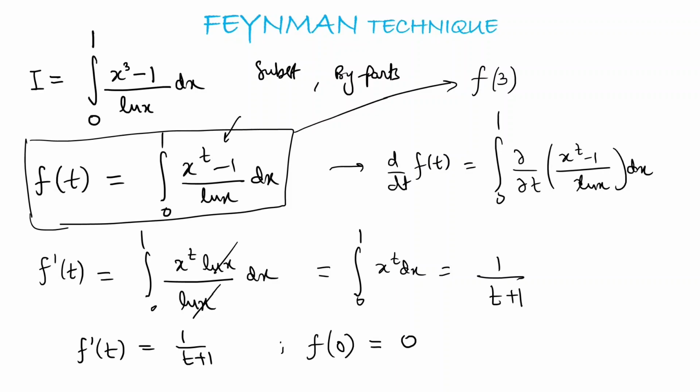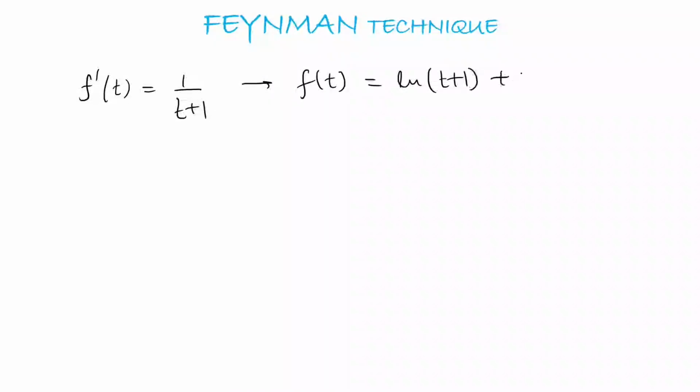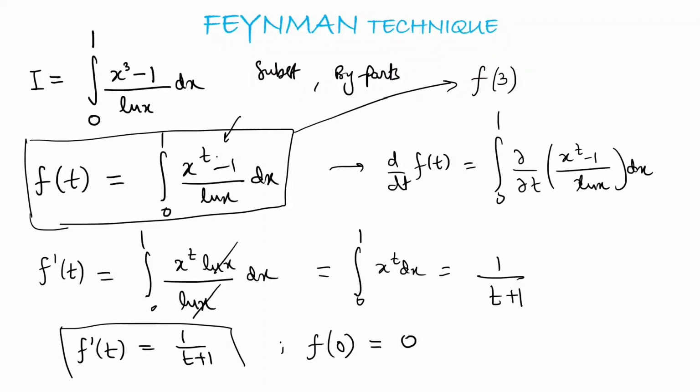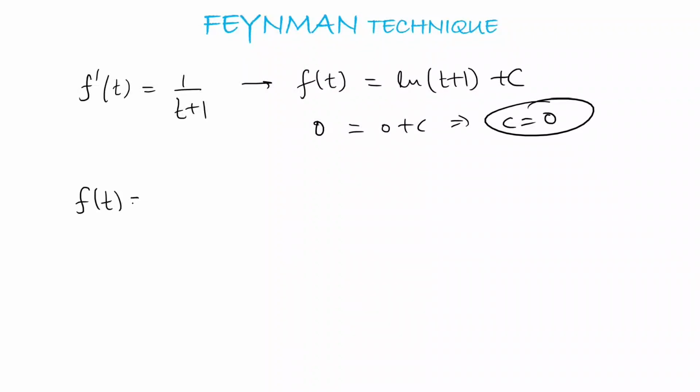We have to set a boundary condition so that we are able to solve the next step, which is going to be integral of this function. We have f dash of t equals 1 over t plus 1. Let's integrate it. We will get ln of t plus 1, and don't forget the integration constant c. For that we will use the boundary condition that if we substitute t equals 0 here, we will get f of 0 equals 0. So f of 0 is equal to ln of 0 plus 1, which is 0.